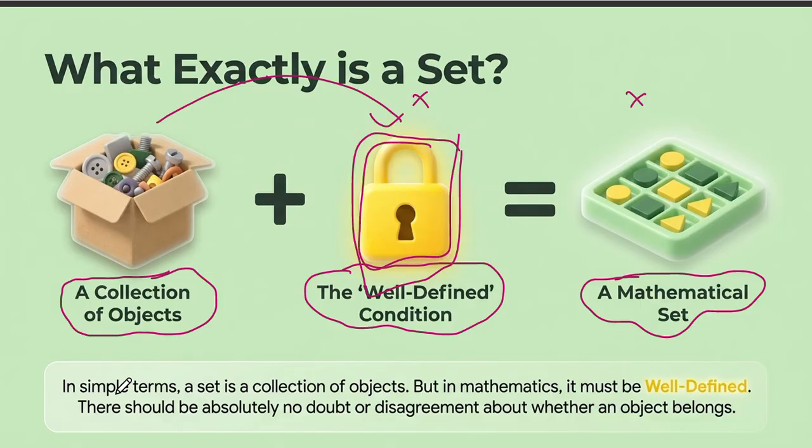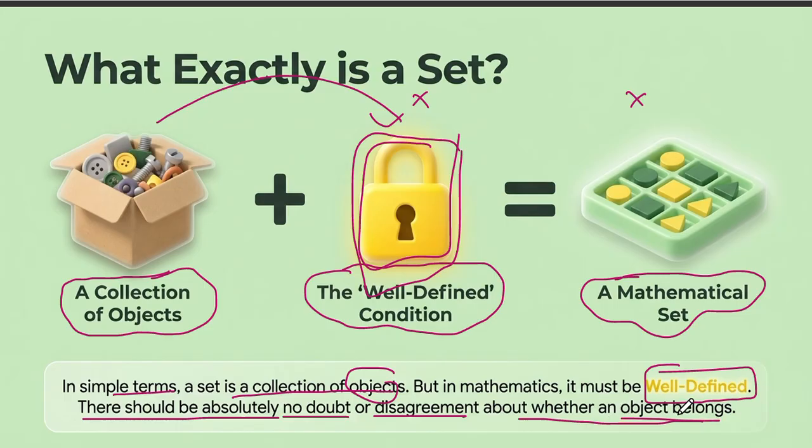So in simple terms, a set is a collection of objects, but those objects must be well defined. There should be absolutely no doubt or disagreement about whether an object belongs to the collection or not. So that well defined collection is very important.